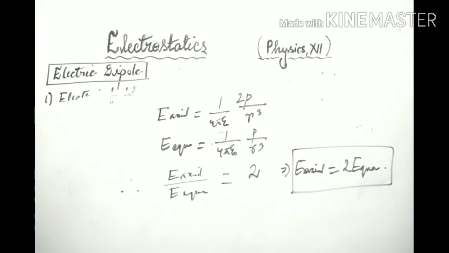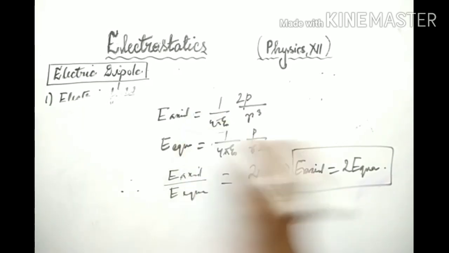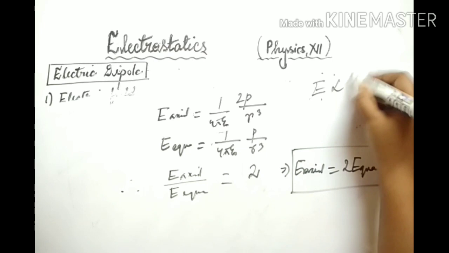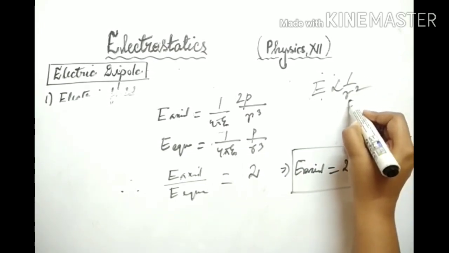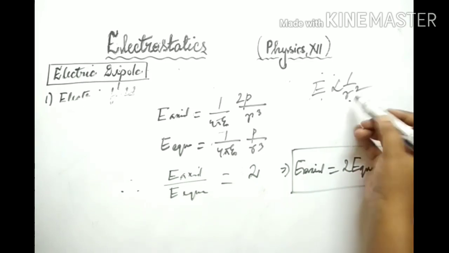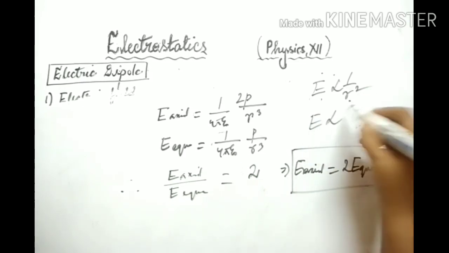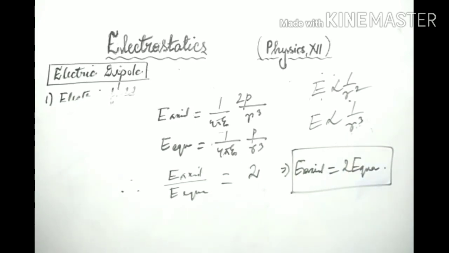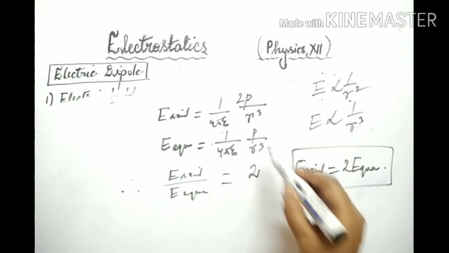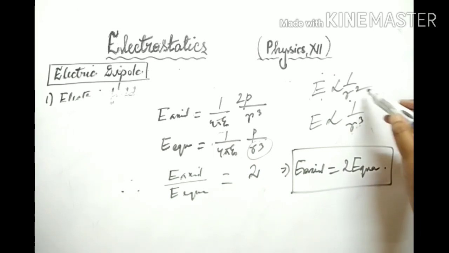And also one thing you can remember, see in electric field due to a point charge, E falls off as 1 by r square. That means E depends on r in this manner, and in this case due to a dipole E depends on r as r cube. So remember this difference. Here we see it is r cube, and electric field due to a point charge it is r square.